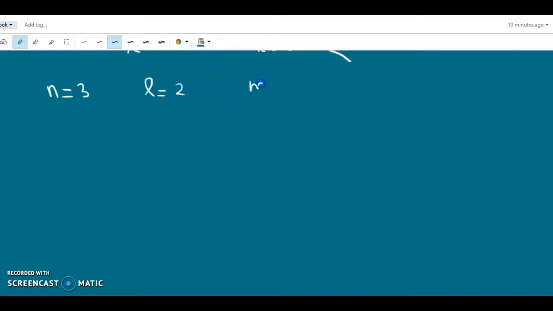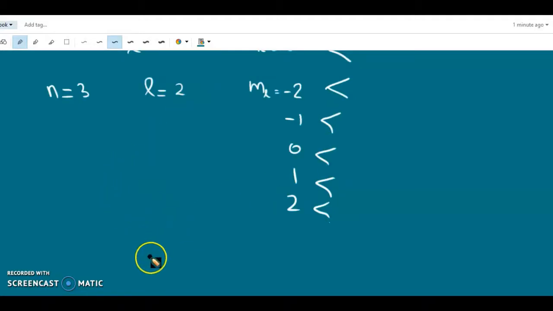L2 ആണെങ്കിൽ MLന്റെ വാല്യൂസ് നമുക്കറിയാം: -2, -1, 0, 1, 2. അപ്പൊ ഈ എല്ലാ MLനും 2 MS വാല്യൂസ് പോസിബിൾ ആണ്, MS പ്ലസ് ഹാഫും MS മൈനസ് ഹാഫും. അതുപോലെ തന്നെ L1 ആവാം അല്ലേ. L1 ആവുമ്പോൾ MLന് -1, 0, 1. ഇതിന് ഓരോന്നിനും 2 MS വാല്യൂസ് പോസിബിൾ ആണ്.